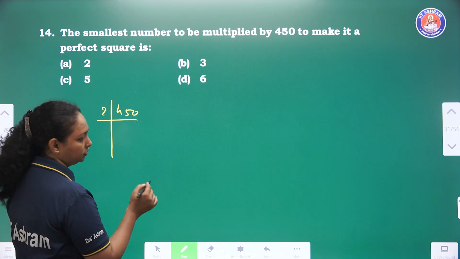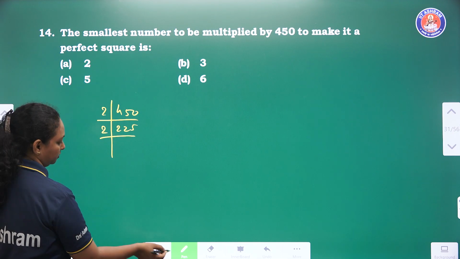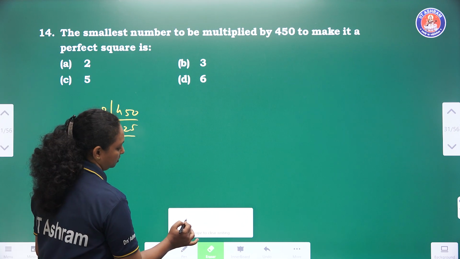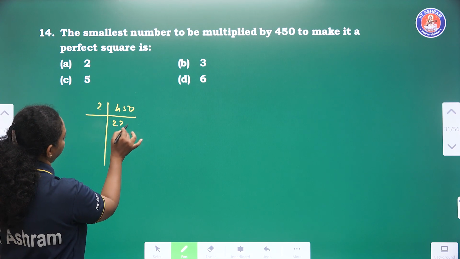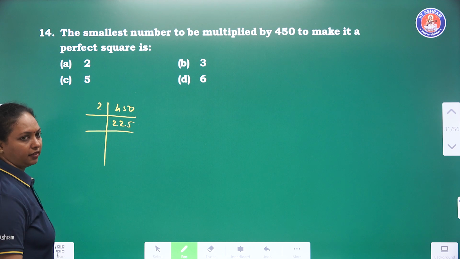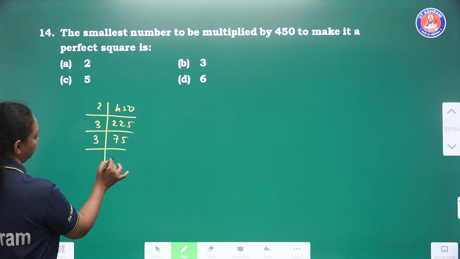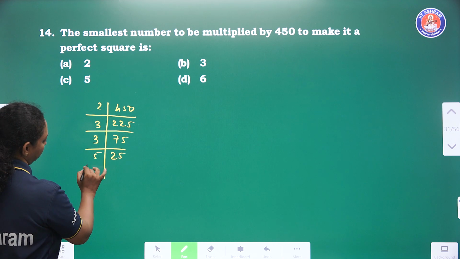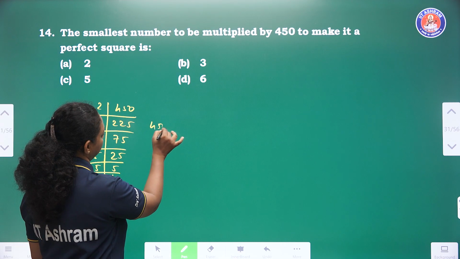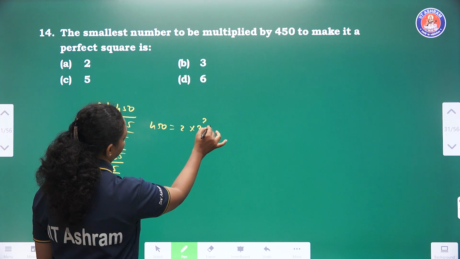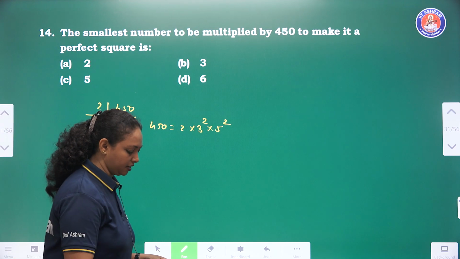It is divisible by 2. Yes. So it is 2 into 225. It is not divisible by 2 but by 3. So when we divide it by 3, it is 75. 75 is again divided by 3, 25. 25 is 5 square. So it's like this. So 450 is equal to 2 into 3 square into 5 square. So as we know that each and every factor should be an even number of times.